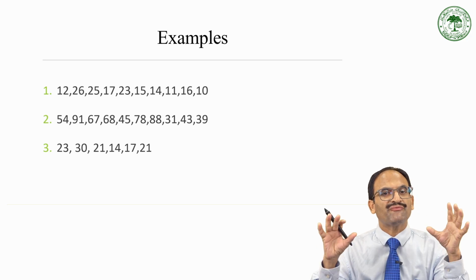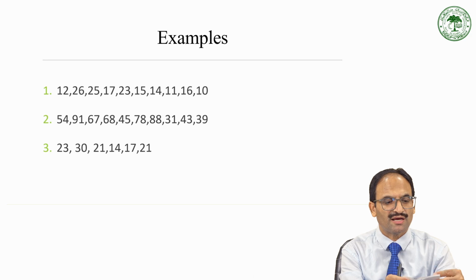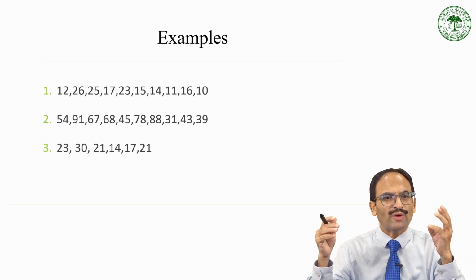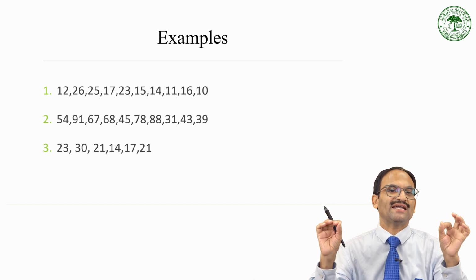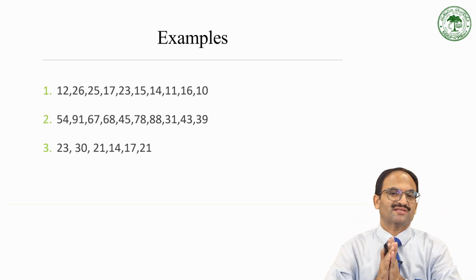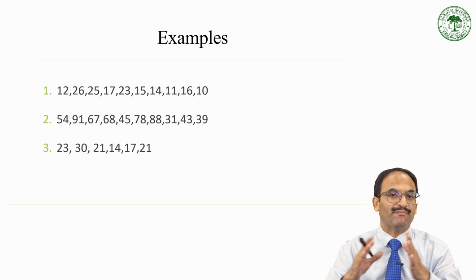Now take the first example that has been mentioned on this particular slide. So, how many numbers are there? Count. So, 12, 26, 25, 17, 23, 15, 14, 11, 16 and 10. So, by that way, we have 10 numbers. And remember, 10 is not an odd number. 10 is an even number.